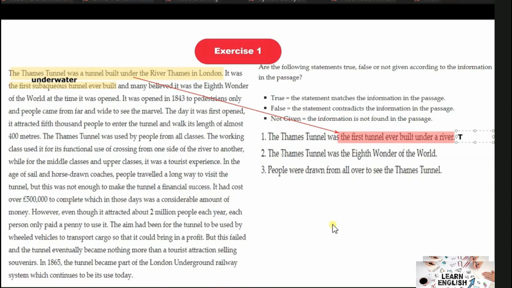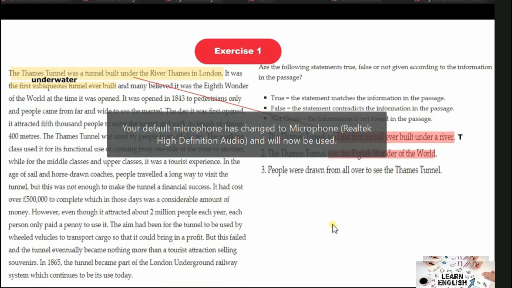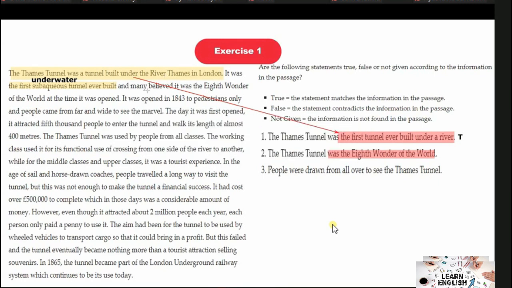Now let's have a look at question number 2. So question number 2 says what? The Thames Tunnel was the eighth wonder of the world. Okay, Mr. Hamza. Oh, yes. No, it's false because it said many believed it was the eighth wonder. Here it's an opinion in the paragraph. Yes, and we say many believed it was the eighth wonder of the world at the time it was opened. It's an opinion, right? Yes.